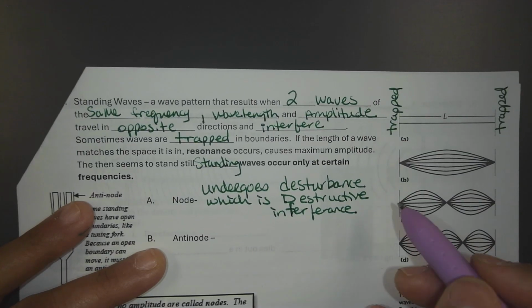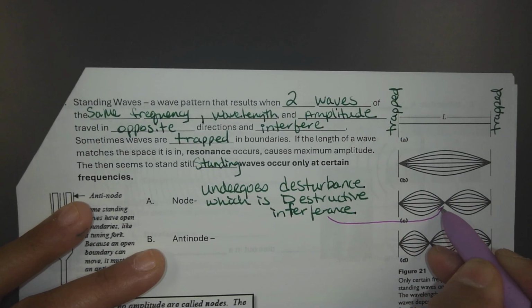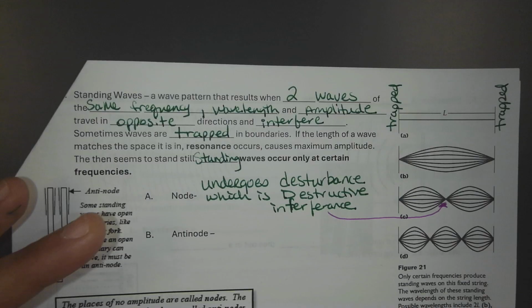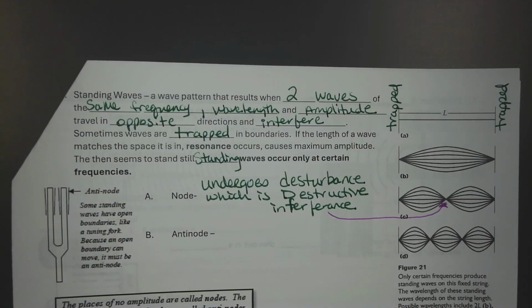For an example, right here, do you see that? Destructive. At that moment, those two waves collided and they destroyed each other. What if one wave is exactly the same size as the other wave? 2 take away 2 equals 0. They completely destroy each other at that moment. So a node is whenever it's going to cause a destructive interference.